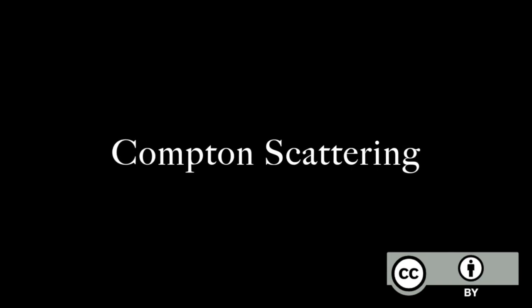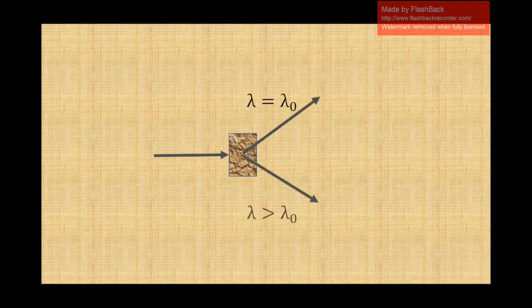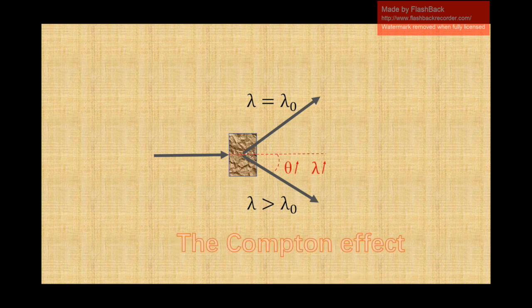Today's video will introduce you to Compton scattering. Arthur Compton discovered that when a beam of X-rays is incident on a metal, they scatter from free electrons in the metal. For some of the scattered X-rays, they had the same wavelength as before, but for the others, the wavelength increased. It was also found that the increased wavelength was dependent only on the scattering angle. This phenomenon is what we call the Compton effect.